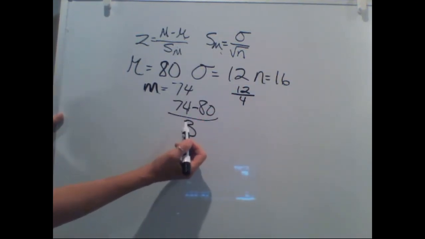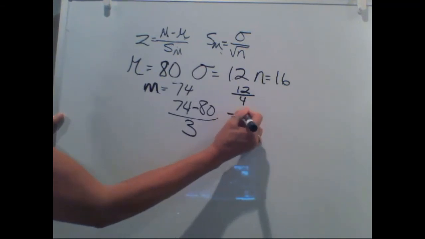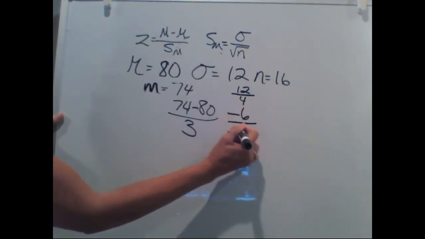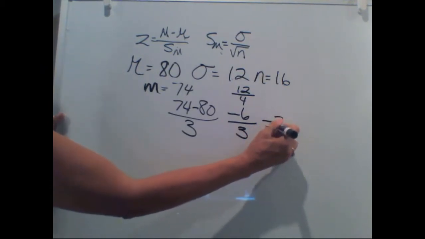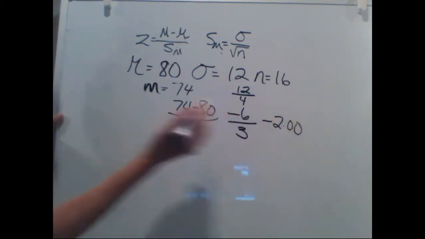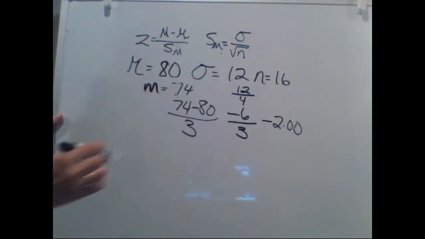So now we're ready to find our z-score for a mean of 74. We have 74 minus 80 is a negative 6 divided by 3. 3 goes into negative 6, negative 2 times. So our z-score for a mean of 74 in the distribution of sample means is going to be a negative 2. Let's see what that looks like on the distribution.